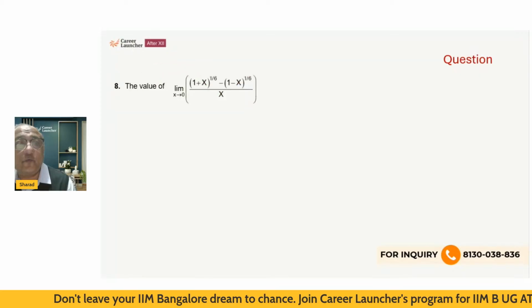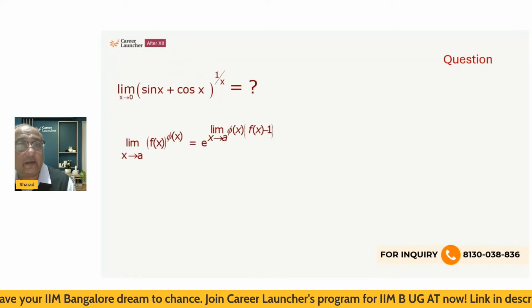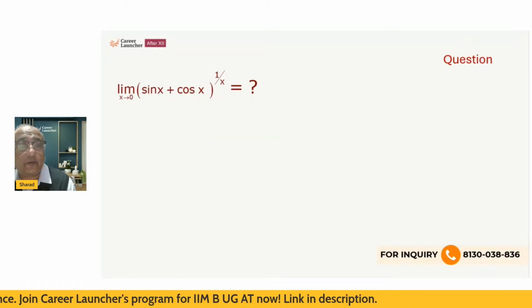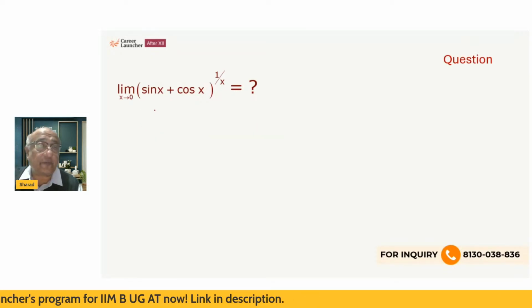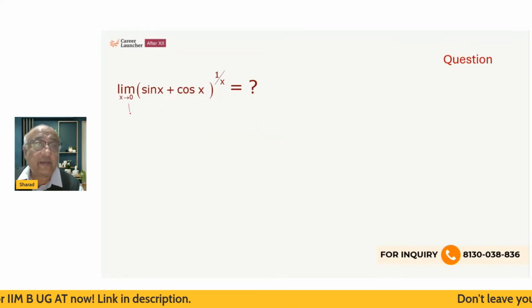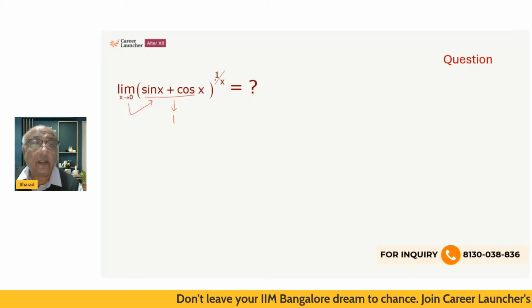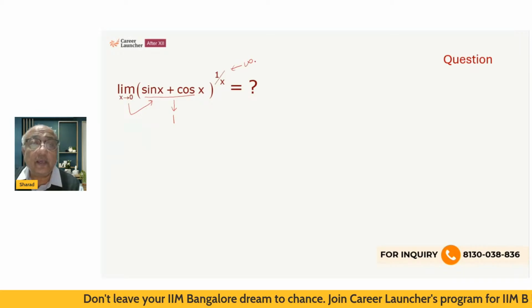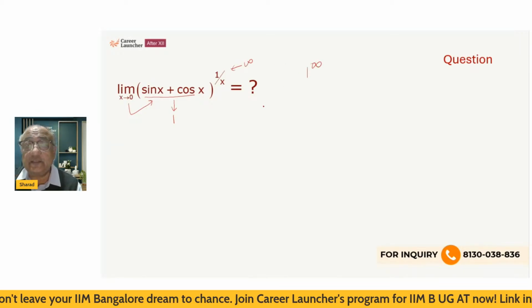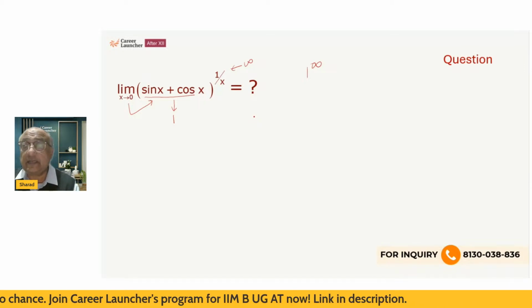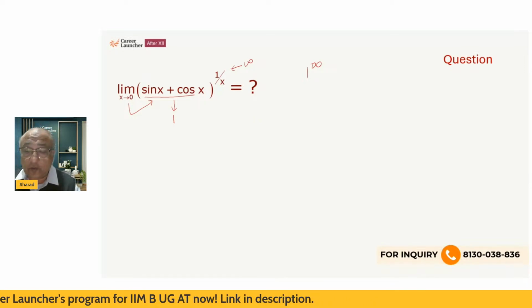Now let us move forward. Let us go to this question. Please remember how you have to do it. This is the type of form you might encounter. If x is tending to 0, please note this is tending to 1 and this is tending to infinity. So this is called, kids, the 1 to the power infinity form. Okay, how do we solve it? This is an interesting form.